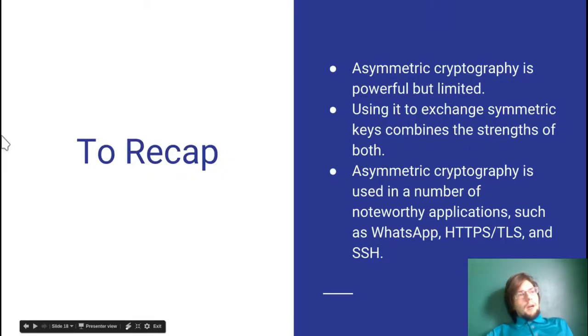So to recap, asymmetric cryptography is powerful, but it can be very limited. You can only efficiently transfer so much information using it. So instead, we use asymmetric cryptography to exchange symmetric keys, and doing so combines both the speed of the symmetric approach and the security of the asymmetric approach. Asymmetric cryptography is used in a number of noteworthy applications, such as WhatsApp, HTTPS, TLS, and SSH. They'll all do it in the hybrid approach.